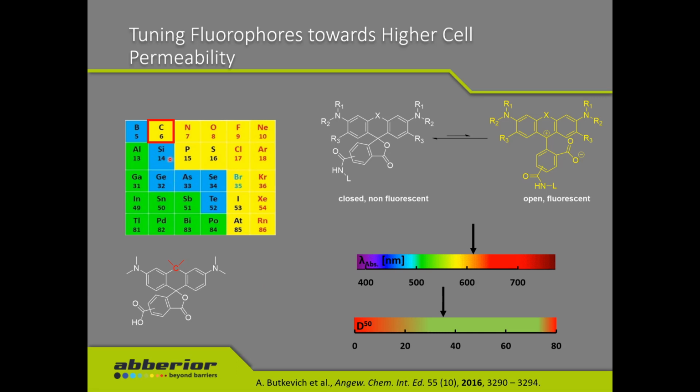Or if we go one step down to silicon, creating the silicon rhodamine or silicon containing rhodamine, a very well known fluorophore for live cell microscopy, because we shift the absorption and emission spectra even further to the red region, we will create an infrared emitting fluorophore showing a high cell permeability because we increased the D50 value drastically.